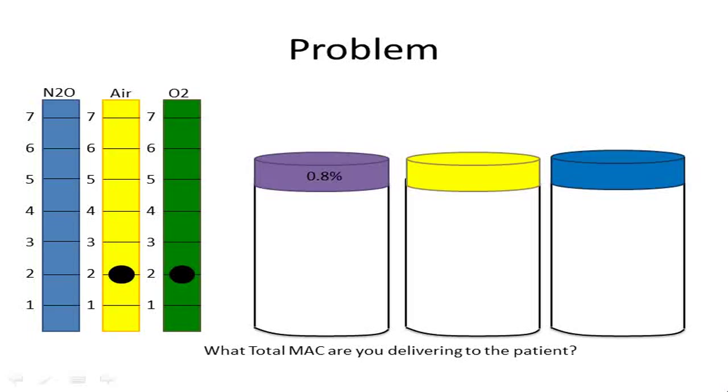So the MAC of isoflurane is 1.15%. Check. So 0.8% times 1.15? Divided by. So it should be 0.8% divided by 1.15%. That should give you roughly 0.697. Now, are you given any anesthetic quality from the Thorpe tubes?